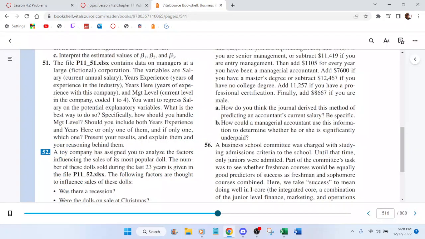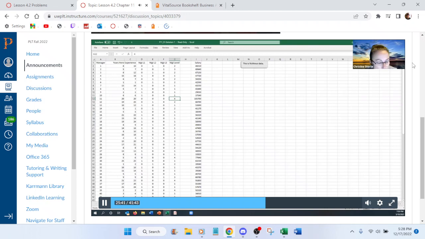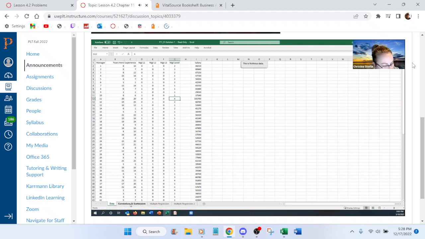And then regress, what's the best way to do it? How would you handle management levels? Should you include years experience and years here, or only one of them, and which one? So probably for that last question, we need to do the correlation thing after the fact. All right. Or maybe we do correlation first and then we omit one.